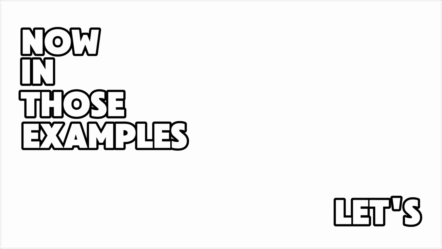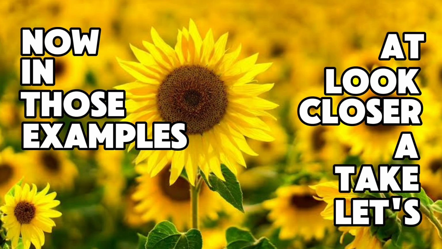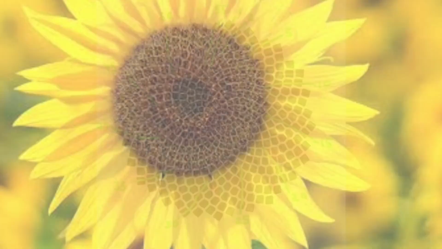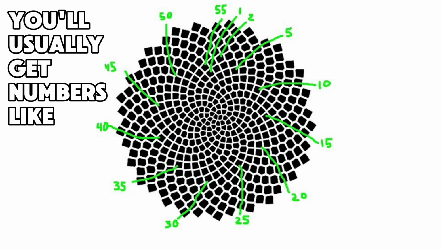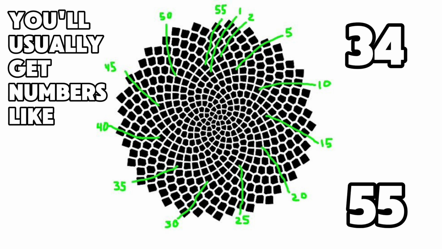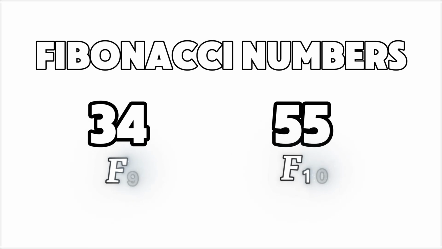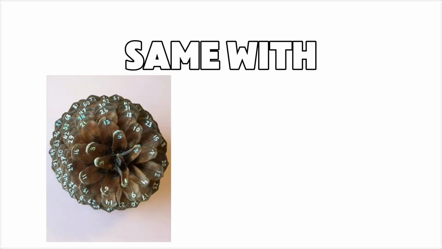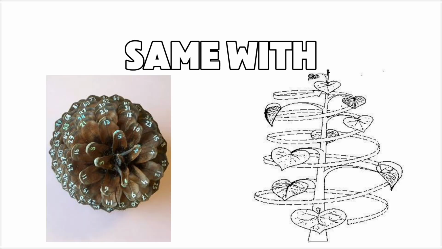Now, in those examples, let's take a closer look at the sunflower. If you count the number of seeds, you'll usually get numbers like 34 or 55, both of which are Fibonacci numbers. Same with the pine cones and the way tree branches grow.